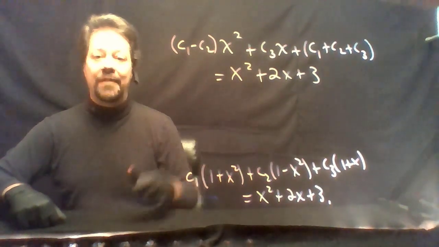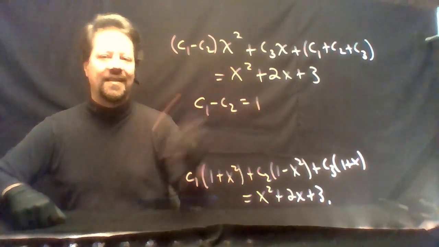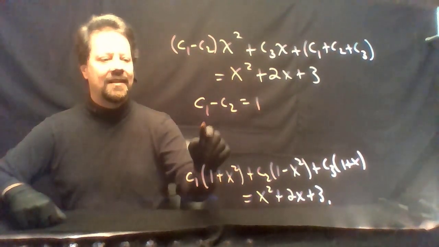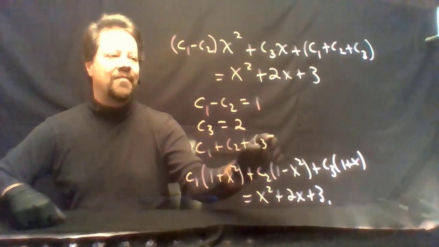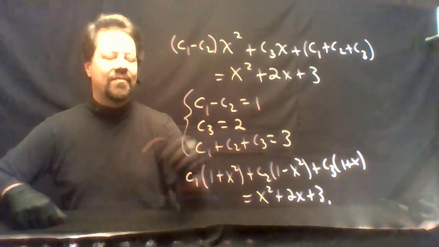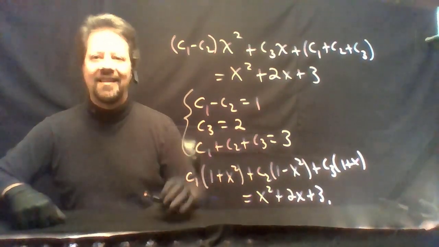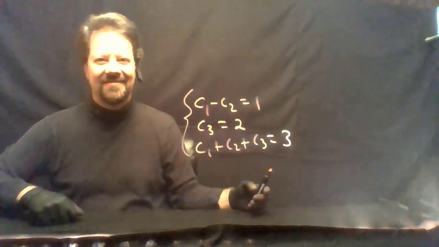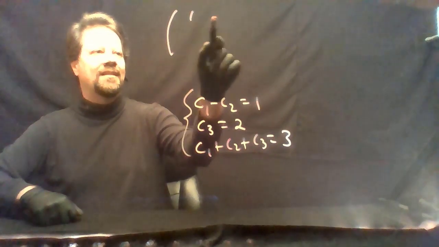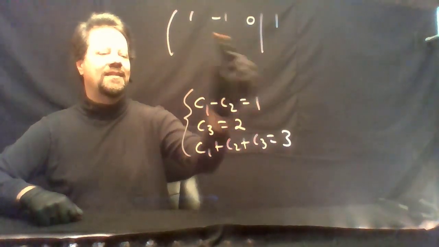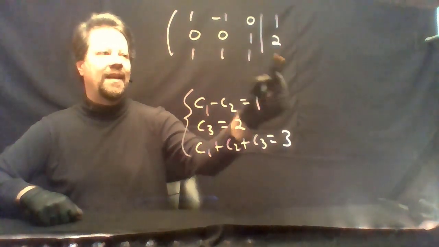Polynomials equal each other if and only if corresponding coefficients are equal. This gives us c1 minus c2 equals 1, the coefficient of x squared on the right-hand side. c3 equals 2, and c1 plus c2 plus c3 equals 3. We find that the equality of these two polynomials is equivalent to the solution to a system of equations. Let's write this as an augmented array. We'll have 1, -1, 0, and then 1, 0, 0, 1, and then 2, 1, 1, 1, and then 3.